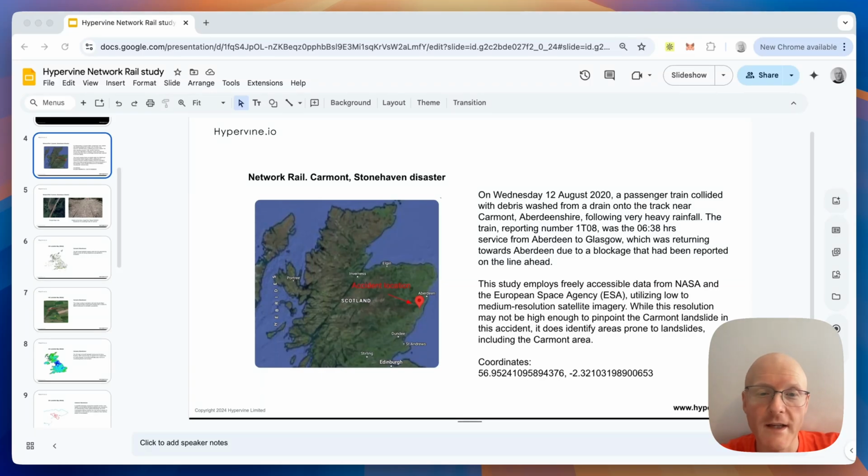Another use case with satellites includes doing surveys for landslide areas where infrastructure is. In this case, we've got a railway or railroad going through a landslide area. What did actually happen a few years ago was a train did derail and cause quite a bad accident. It was due to a landslide, and it happened here in the northeast of Scotland. And it was actually a very small landslide.